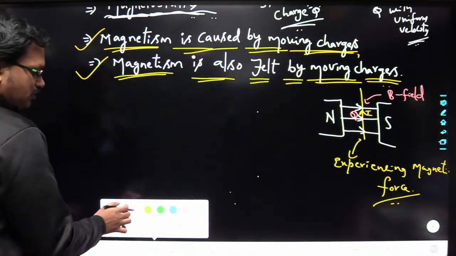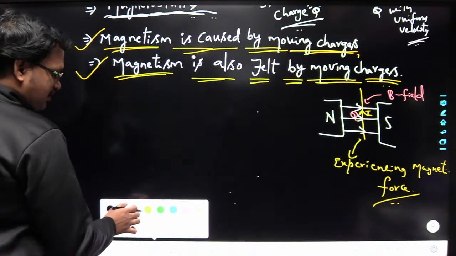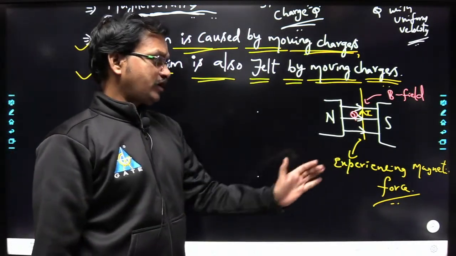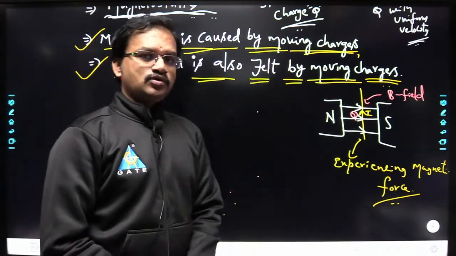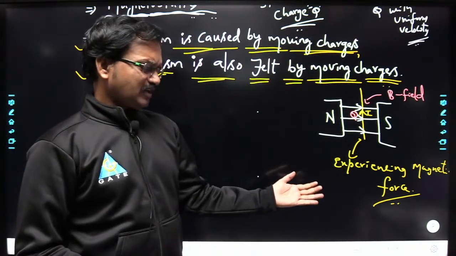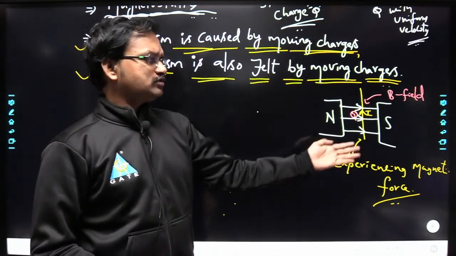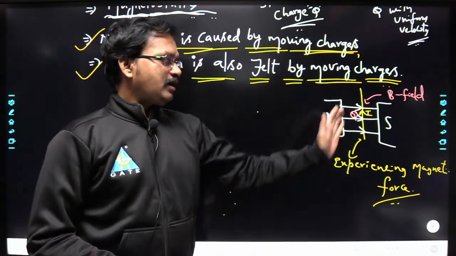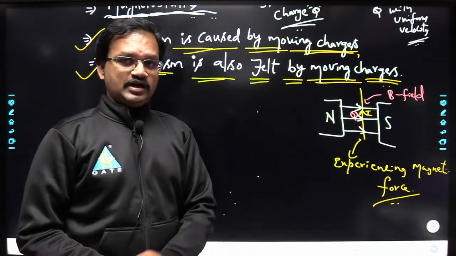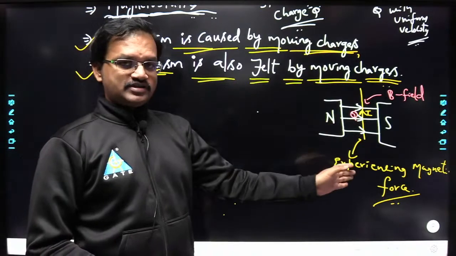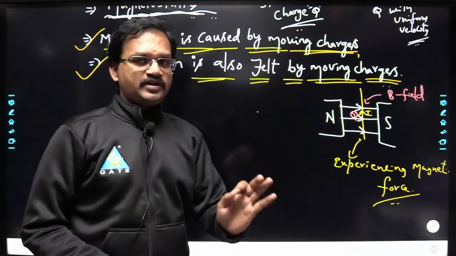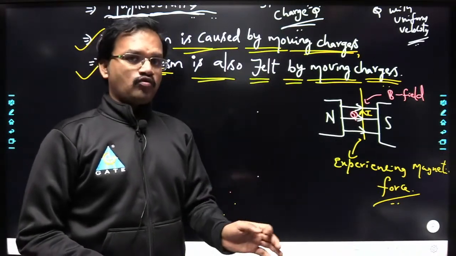Sir, you said whenever you are having a moving charge, it is going to experience a magnetic force. So can we have any equation that is going to give you the force experienced by a moving charge in a magnetic field? See, what I have said is whenever you are having a moving charge in a magnetic field, it is going to experience some force. So what is that force?